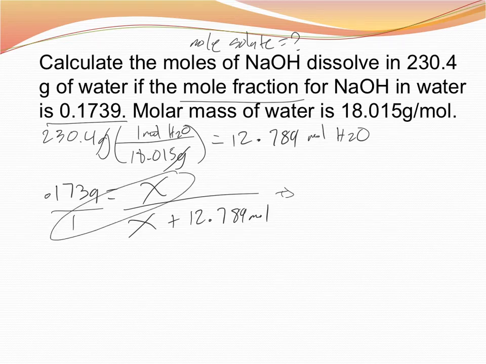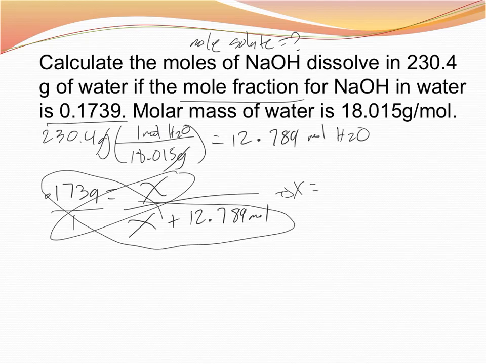When I do that, X times 1 is X. X times 0.1739 is 0.1739X. This is just distribution in math. Plus 12.789 times 0.1739, 2.22 roughly. And that one has the unit mole in it, so I have to keep the unit mole.